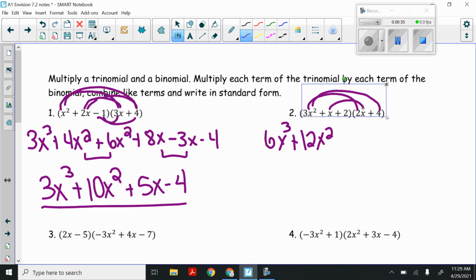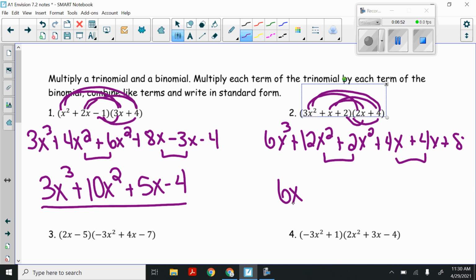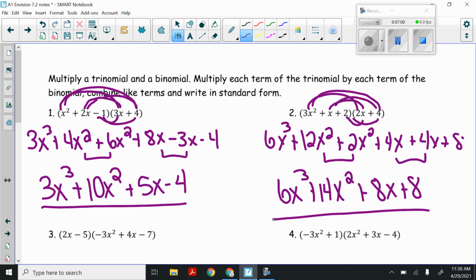Now take my x and multiply with everything over there. So I end up with plus 2x squared plus 4x. And finally, the 2 gets distributed, so then I end up with plus 4x plus 8. Combine my like terms, I get 6x cubed plus 14x squared plus 8x plus 8. That polynomial is our answer.